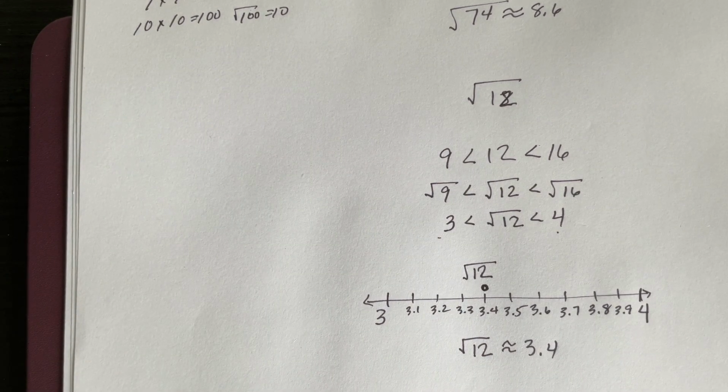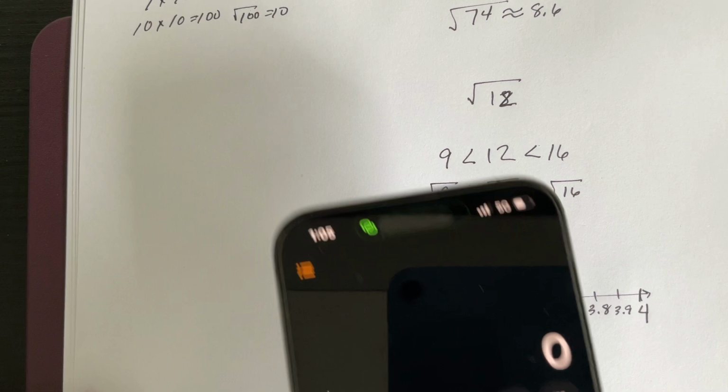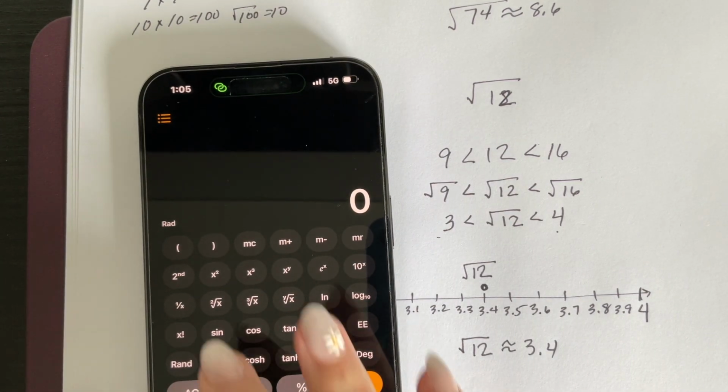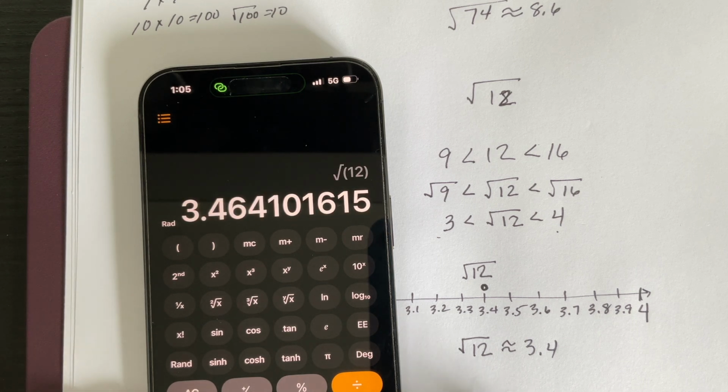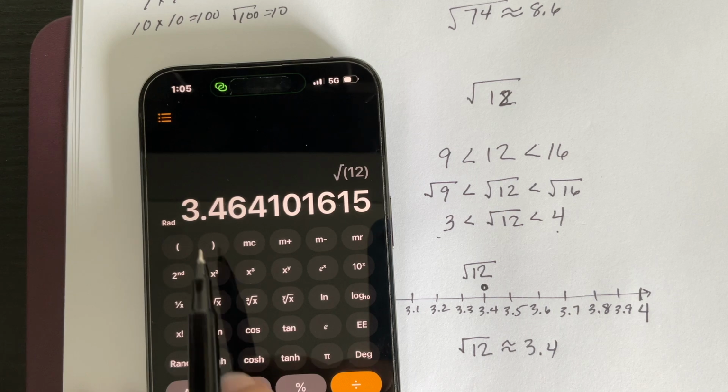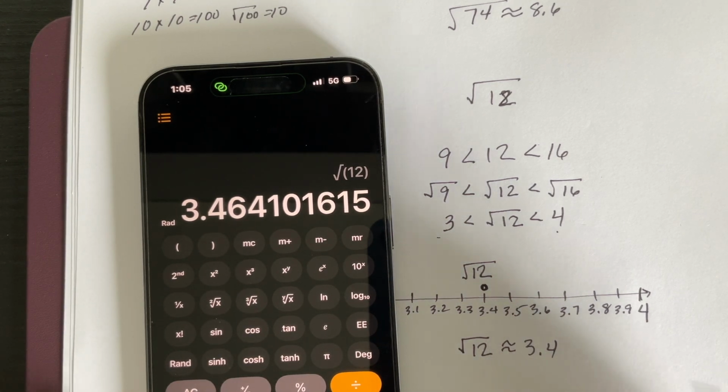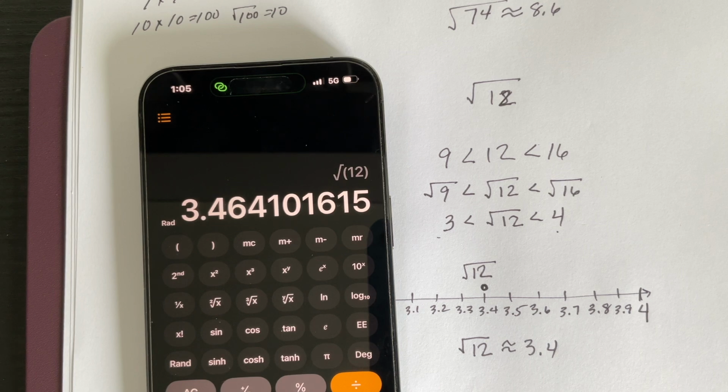And then I'm going to pull out my handy dandy calculator. I'm going to clear it out. Square root of 12 equals, I get 3.46. So really 3.5 would have worked too. So 3.46, 3.5, both would have been perfectly good examples. So go ahead and try some new problems on your own.